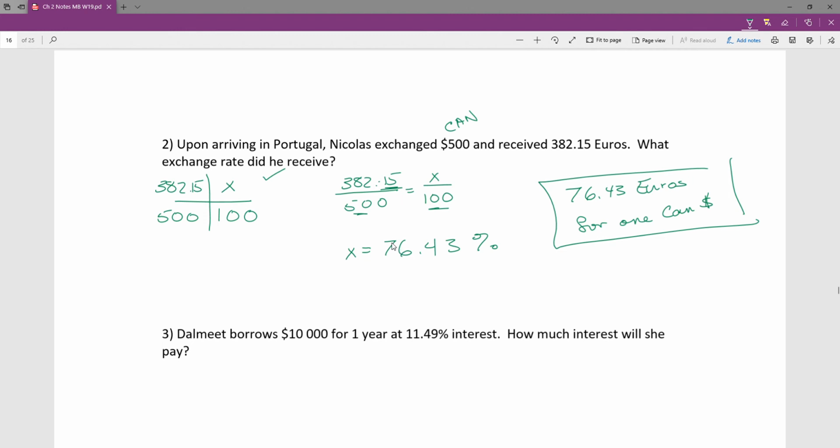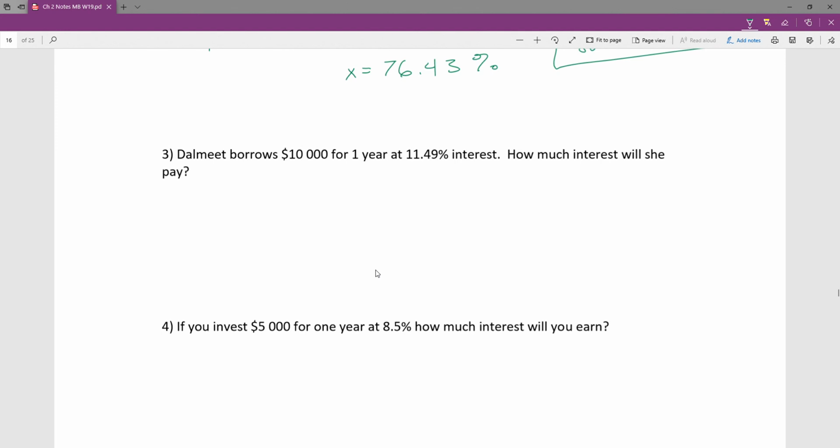Okay, so another one with percentage here. This is on investments. So Dalmeet borrows $10,000 for a year at 11.49% interest. How much interest will she pay? Okay, so let's just see. I like writing this down because I don't even have to think too much about where the preliminary things go. So this is going to be how much her base is, right? That's how much she's borrowing. We want to know how much the interest is she's going to charge.